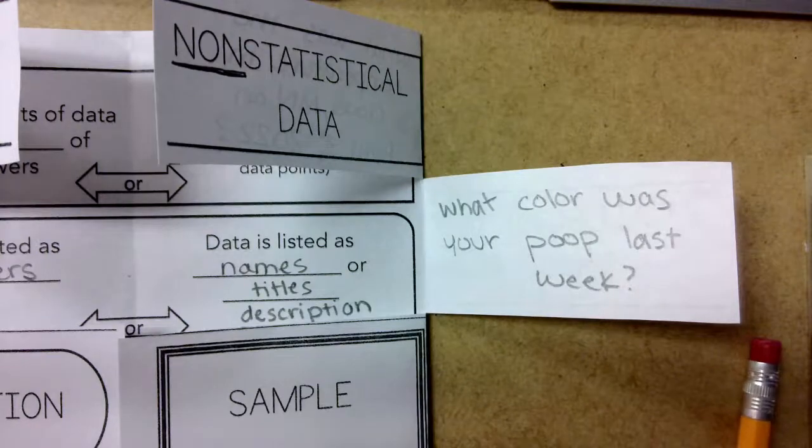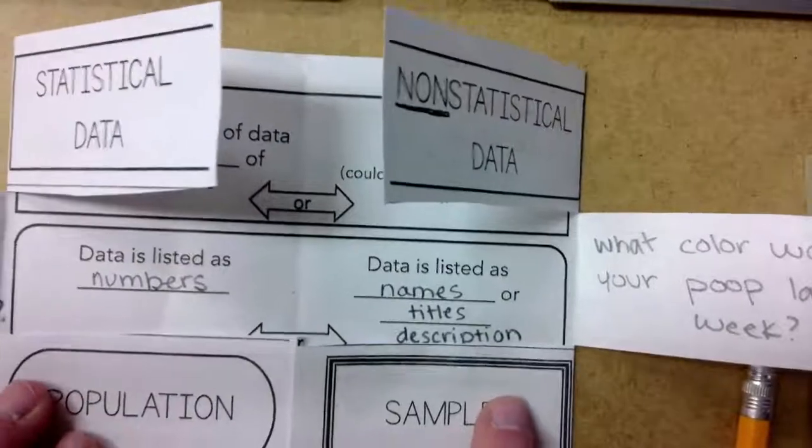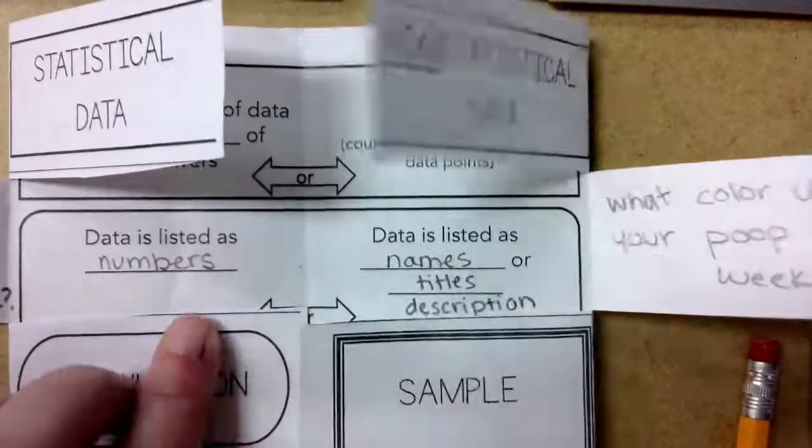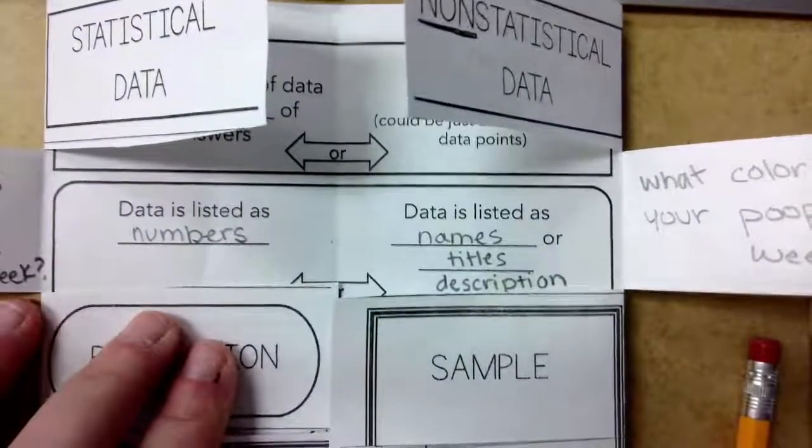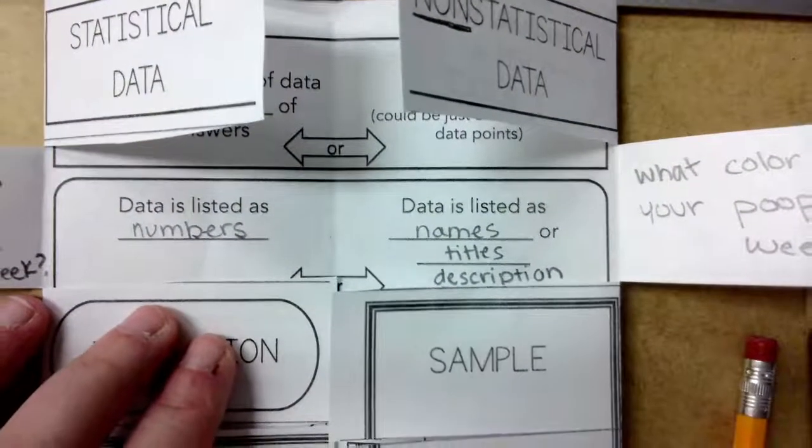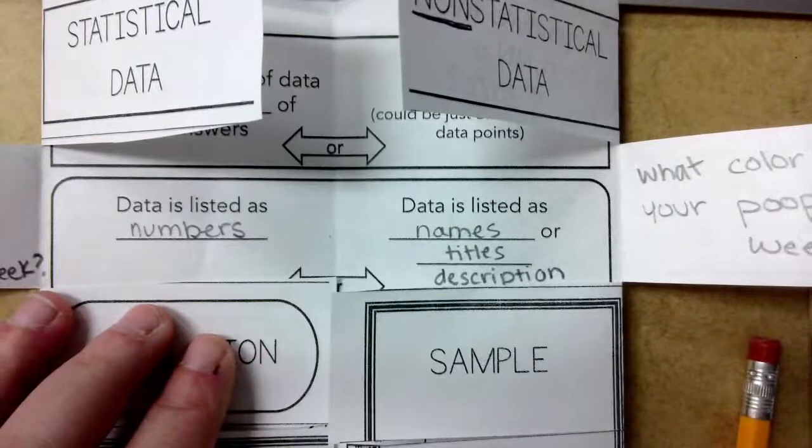Then, what would be another example for categorical? What color is your hair? Yep. How many times did you brush your teeth last week? That would be numerical. What toothpaste you use would be categorical. What color was your hair? How many Bobs do you know? Things like that.